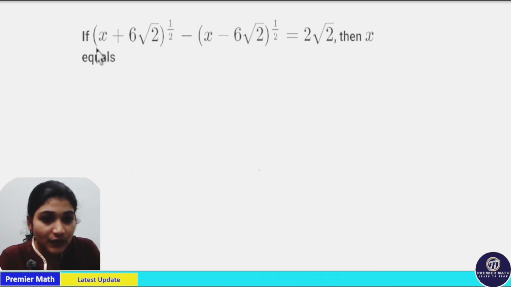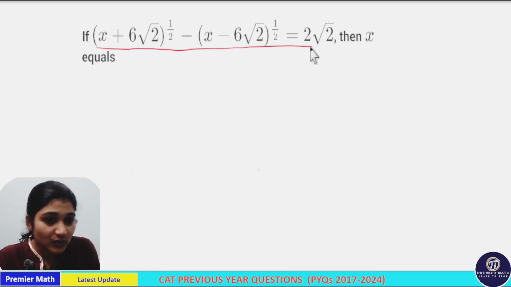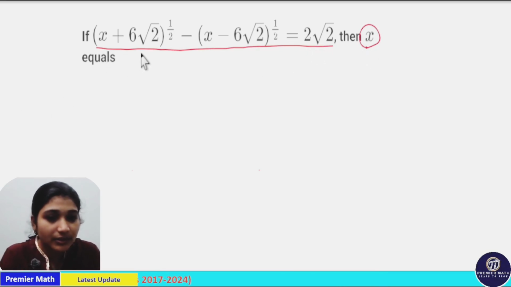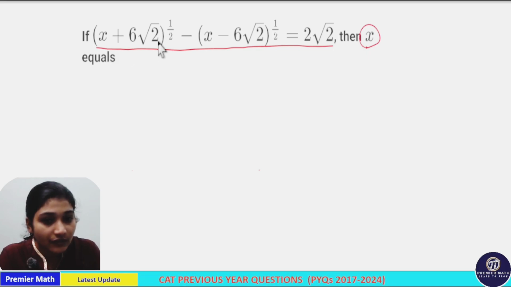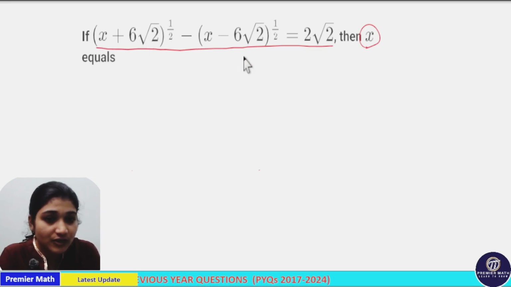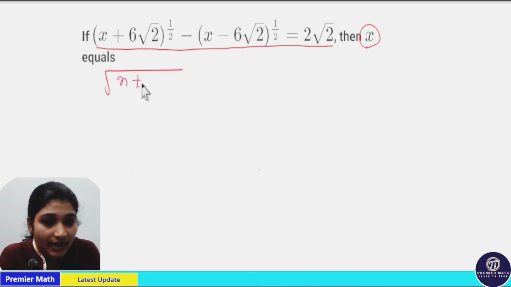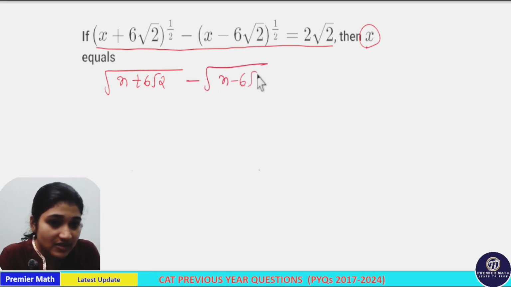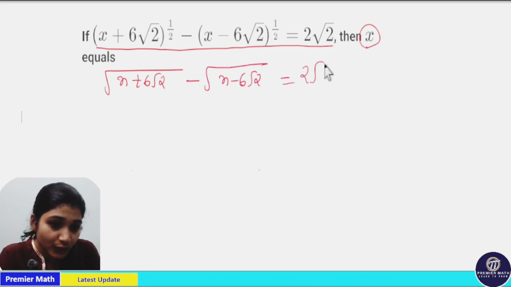If square root of x plus 6 root 2 minus square root of x minus 6 root 2 is 2 root 2, then x equals. Here, this is quite tricky but easier. Whenever you have a square root inside a square root, try to write the inside term in the a plus b the whole square or a minus b the whole square format. That is, square root of x plus 6 root 2 minus square root of x minus 6 root 2 equal to 2 root 2.